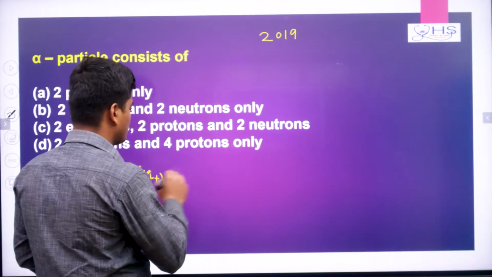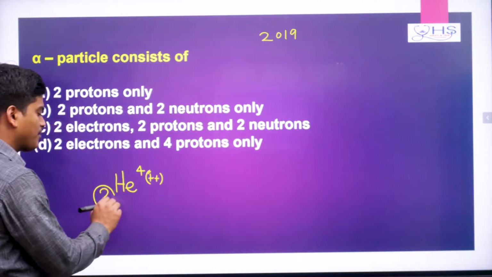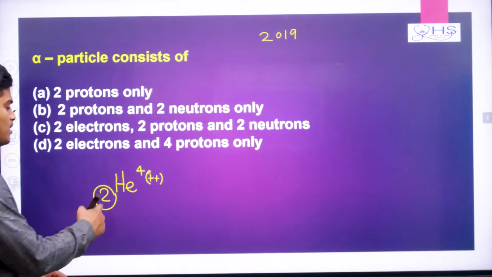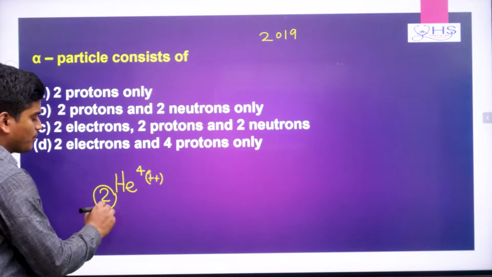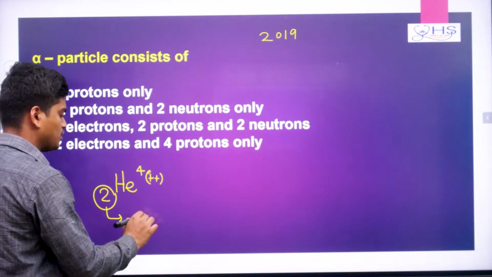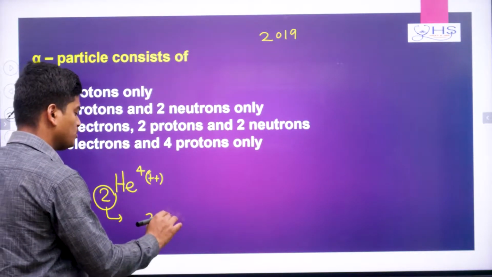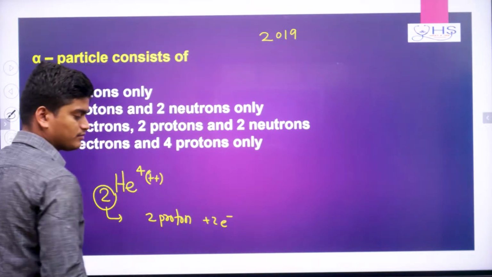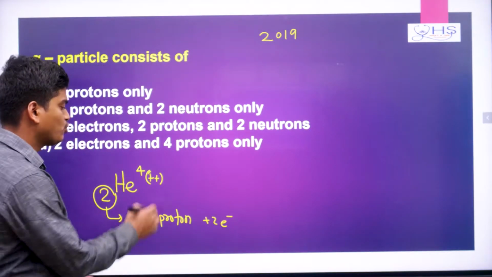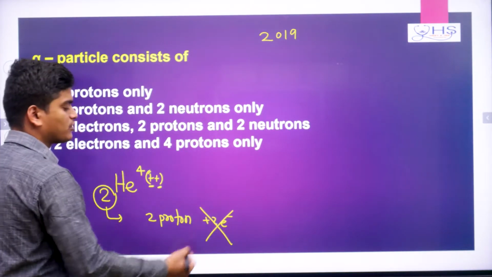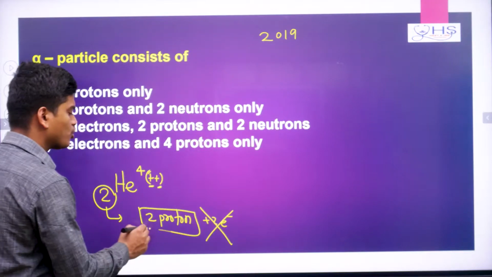Here remember, this alpha particle is basically called a helium ion, doubly charged. The helium atomic number is 2. What is it telling? If it is a neutral helium atom, then 2 protons and 2 electrons will be there. But when double plus is given, what does it mean? Now it is losing these 2 electrons. So that's why it will have 2 protons only.